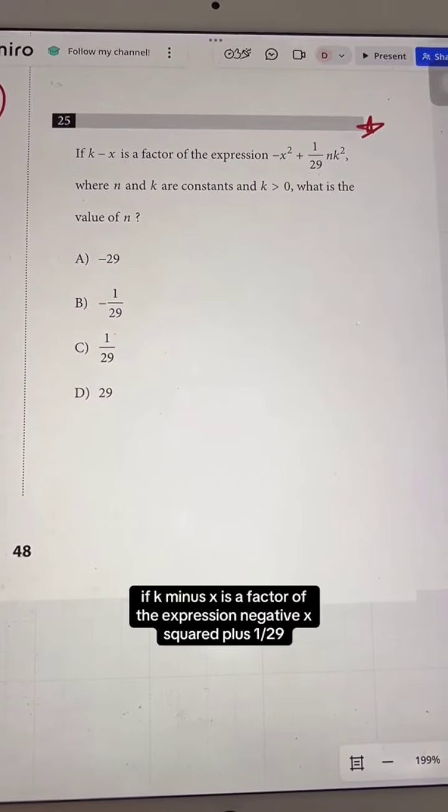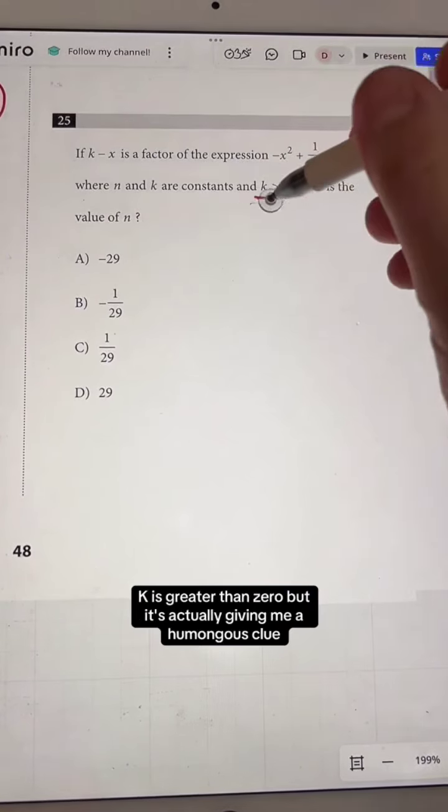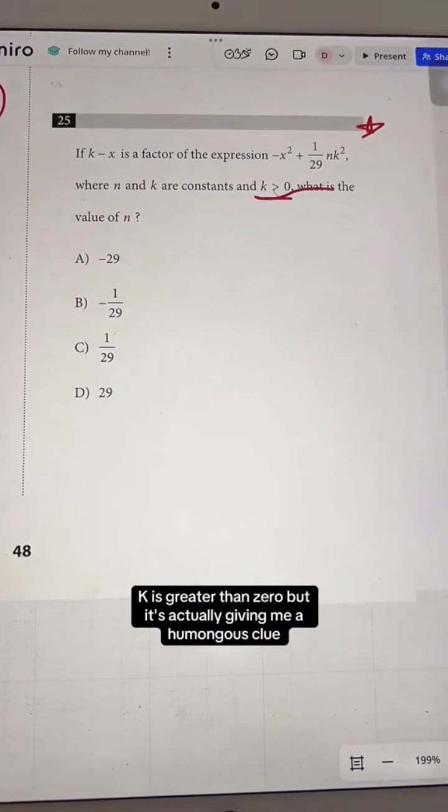If k minus x is a factor of the expression negative x squared plus 1/29th nk squared, where n and k are constants and k is greater than 0, what's the value of n? We're going to come back to this k is greater than 0, but it's actually giving me a humongous clue.